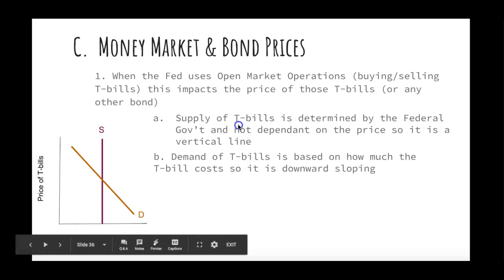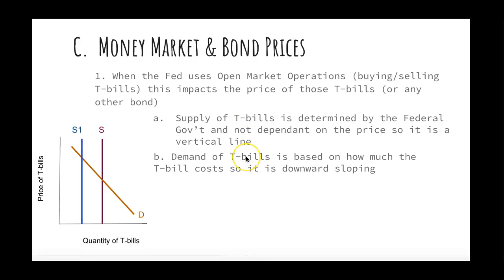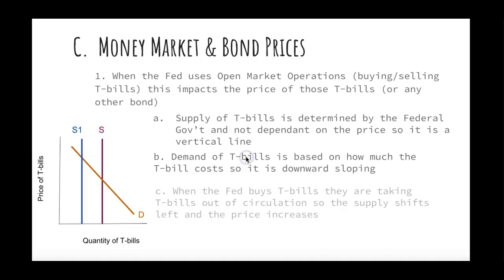So that's what it looks like. What if the supply of T-bills shifts to the left? When the Federal Reserve buys T-bills, they're basically taking T-bills out of circulation. There are fewer T-bills out there for everybody else to buy, so the supply curve shifts to the left. And as we know, whenever there's a left shift in supply, here's what happens. Here's our original equilibrium, here's our new equilibrium. Price increases.